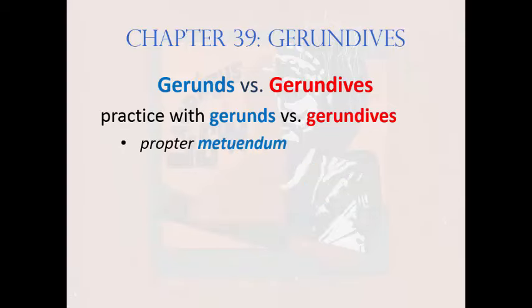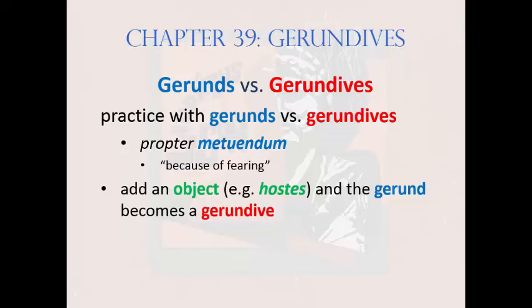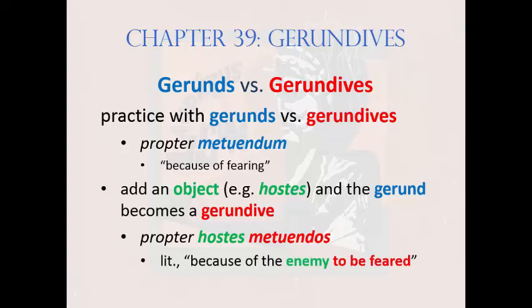Propter metuendum means "because of fearing." Metuendum is an accusative gerund, accusative because it's the object of the preposition propter. No problem. Until you add an object, like hostes. Then things get ugly. Latin can't say metuendum hostes. Metuendum needs to be turned into a gerundive, an adjective modifying hostes. Propter hostes metuendos. Metuendos is now accusative plural masculine to agree with hostes. The literal translation, "because of the enemy to be feared," is really no help in figuring out what this means. What this phrase really means in English is "because of fearing the enemy."